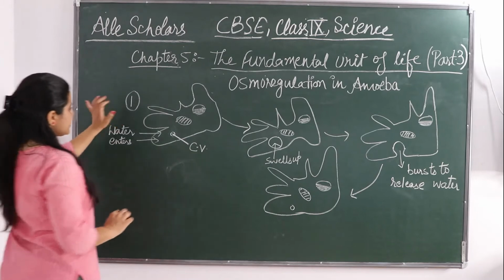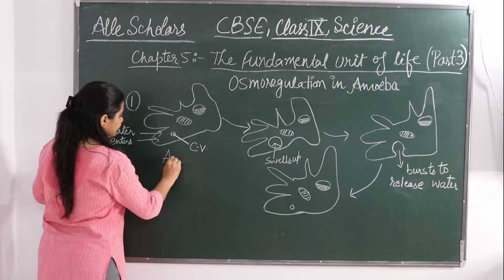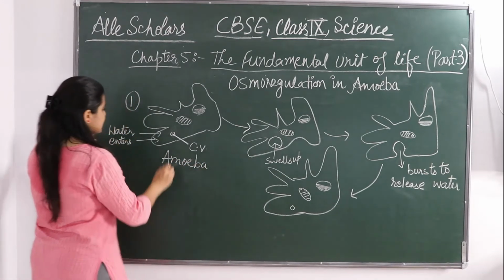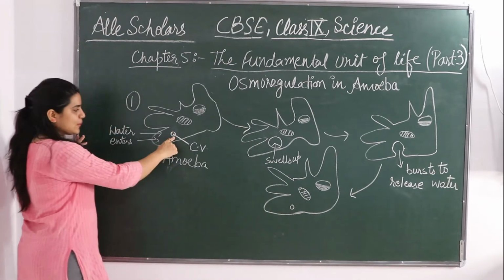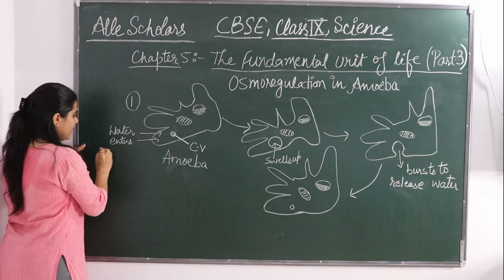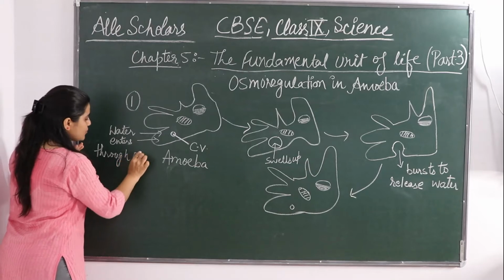So in the first step, this is the amoeba. Okay? So in the first step, you can see that this is a contractile vacuole. Okay? This one is a contractile vacuole. So water enters the contractile vacuole through a process of osmosis.